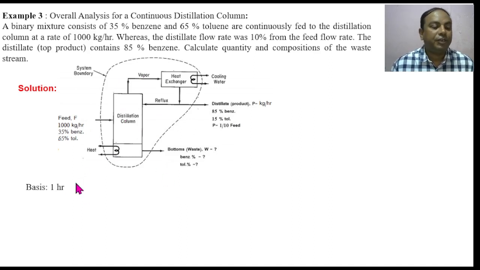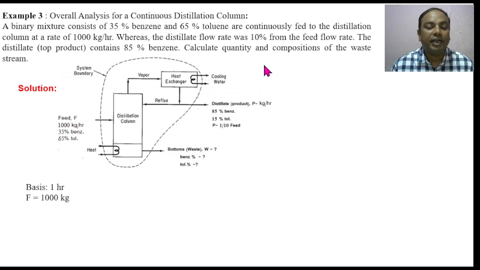So for calculations, we take the basis of calculation as 1 hour. Here it is given that this is entering into the distillation column per hour. So the basis of calculation we are taking here is 1 hour. We know that the feed material entering is 1000 kg, but we don't know P, which we have assumed as a variable, and which is 10% of the total feed that enters the distillation column.